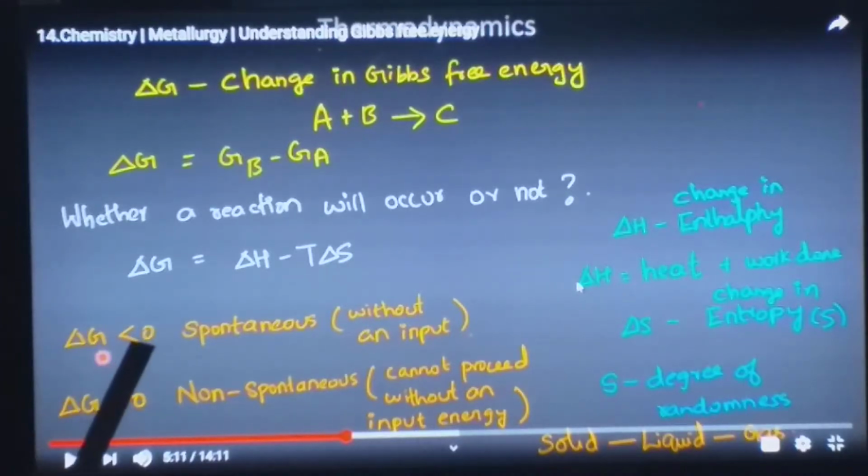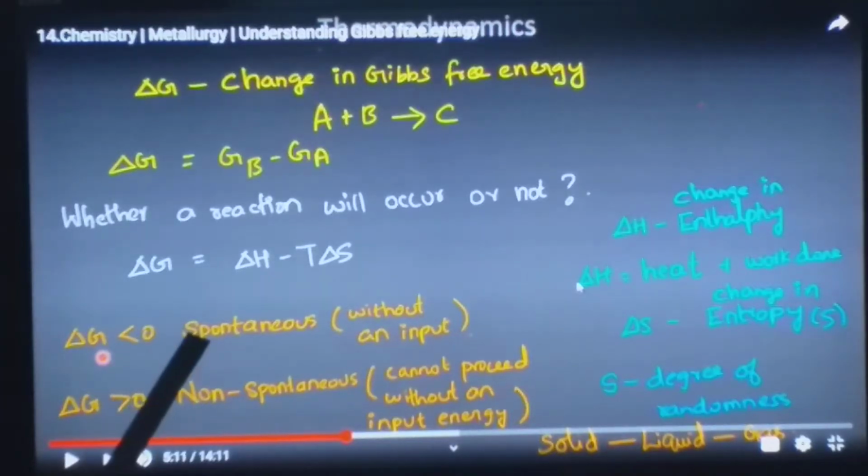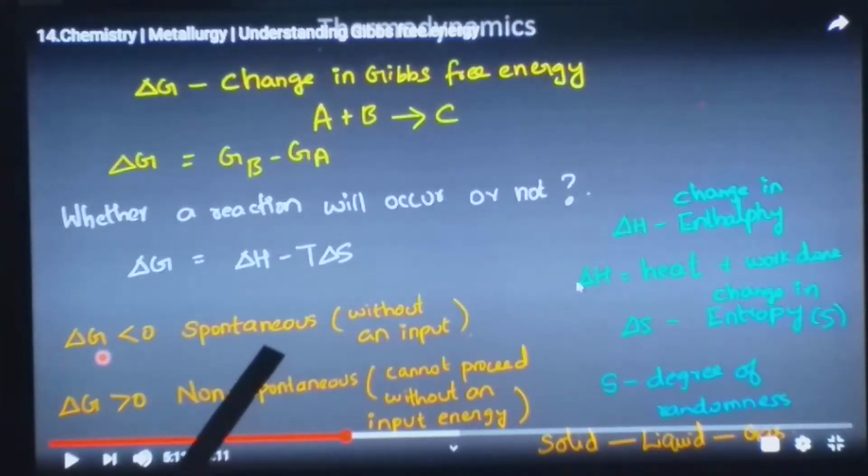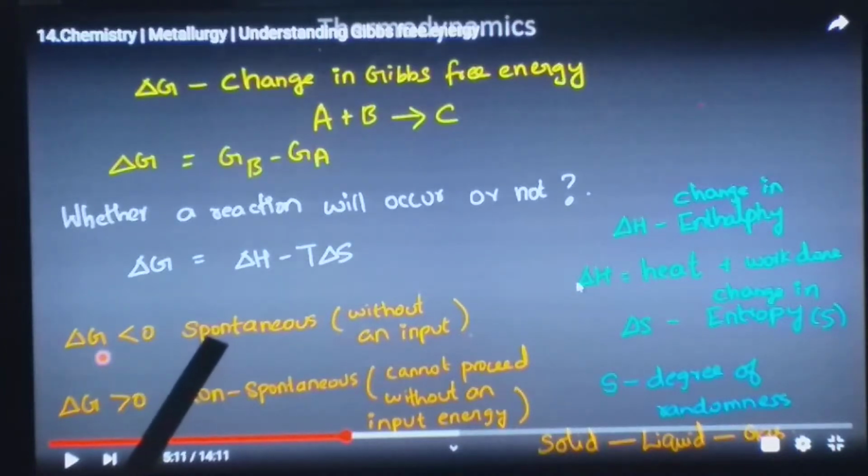If del G value is negative, that is less than 0, negative means minus 100, minus 200 like that, then definitely the reaction will be a spontaneous reaction. That means the expected product will be coming out.